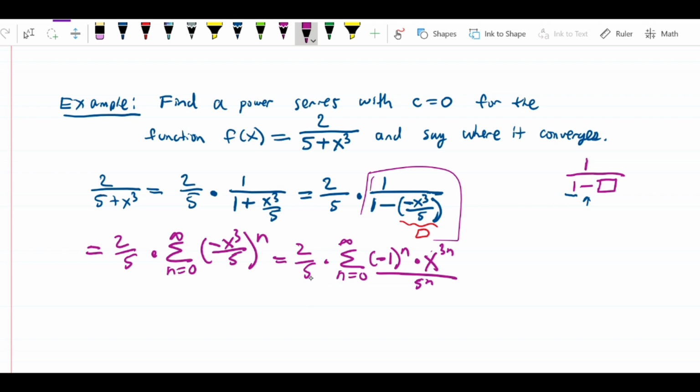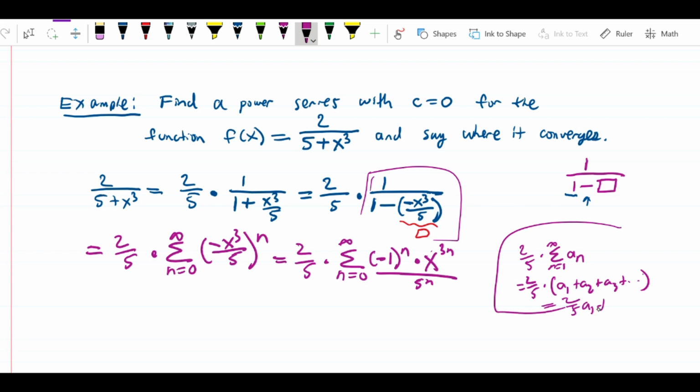Now, keep in mind that if I have, let's say, 2/5 times the sum from n equals 1 to infinity of an, that's going to equal 2/5 times a1 plus a2 plus a3 plus dot dot dot. So that's the same thing as, I can distribute the 2/5 and bring it inside. So that would be 2/5 a1 plus 2/5 a2 plus 2/5 a3 plus dot dot dot.